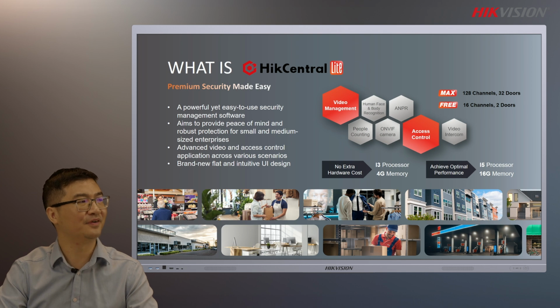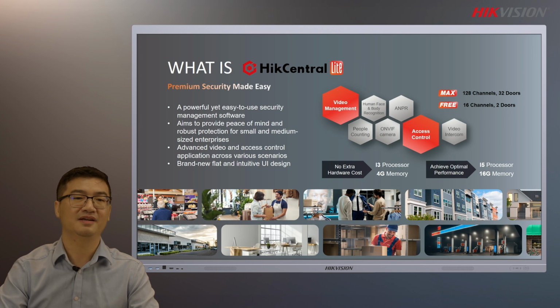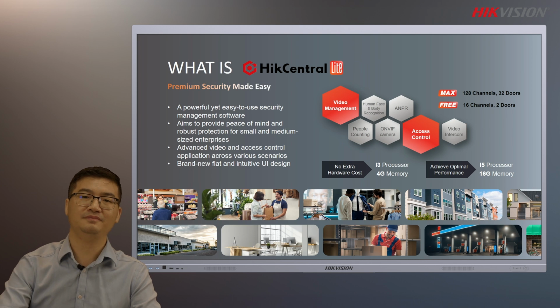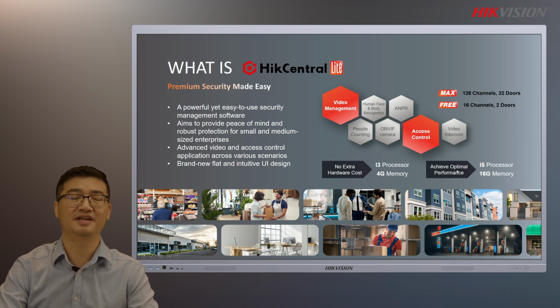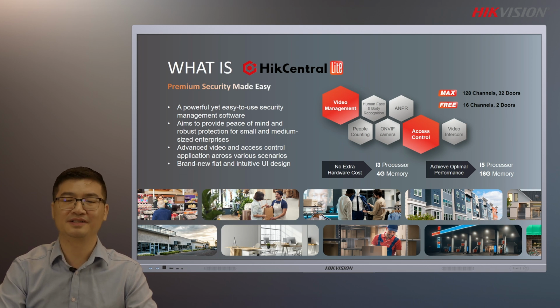It has basic video and access control applications across different scenarios, and it's using our brand new flat, intuitive UI design. So the maximum spec for HikCentral Lite is 128 cameras and 32 doors, which mainly focus on the basic video and access control. It's very easy to start with HikCentral Lite because we provide free capacity that has 16 cameras and 2 doors. It's simple to start with HikCentral Lite, as you don't need to change your PC.